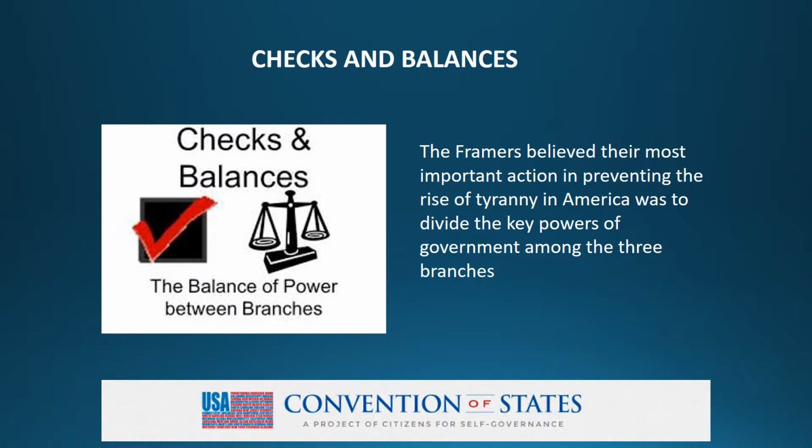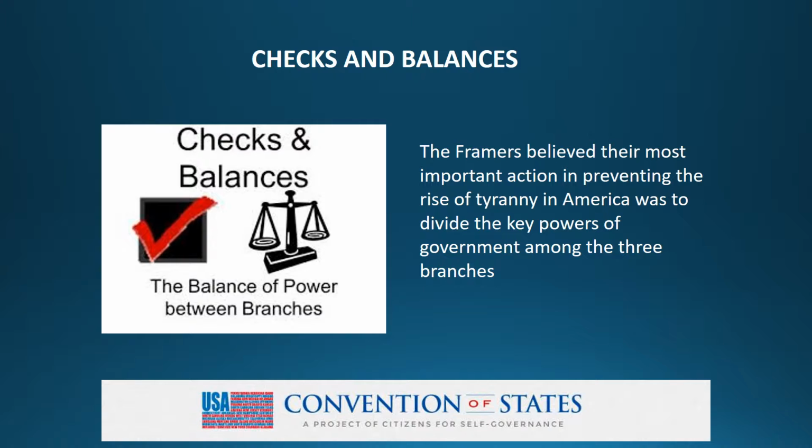Checks and balances. The framers believed their most important action in preventing the rise of tyranny in America was to divide the key powers of the government among the three branches. So the framers carefully constructed a system that provided specific levers of power to allow each of the branches to influence the actions of the others in an orderly and predictable way. Those levers are the system of checks and balances.